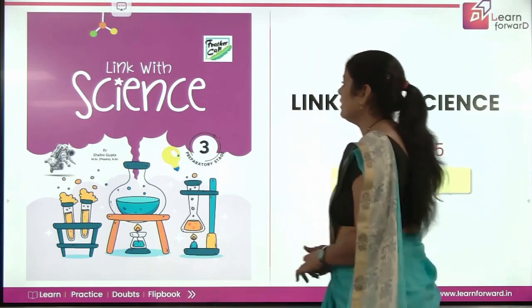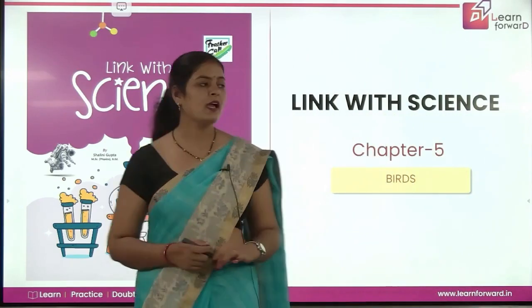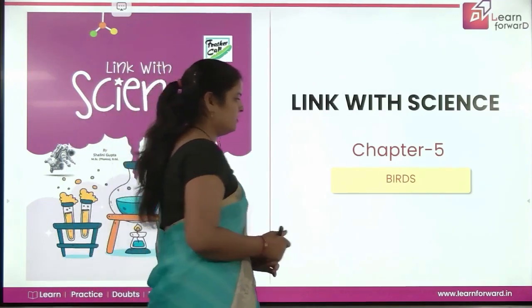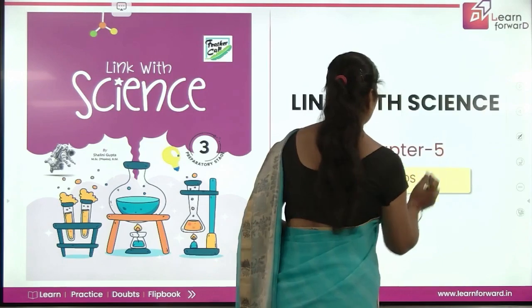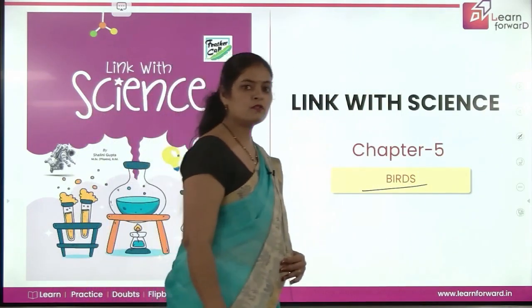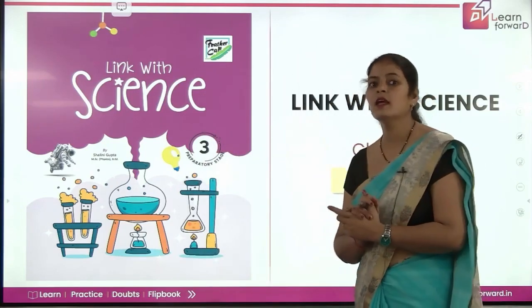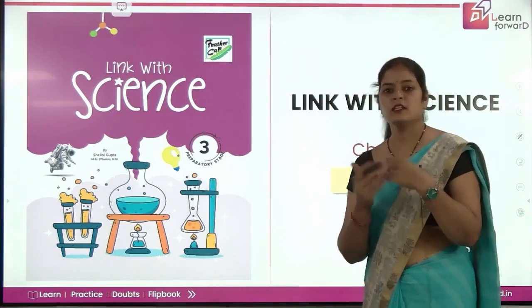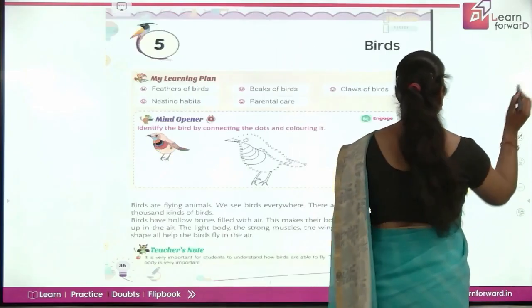And we are doing science with our science book Link with Science by Feathercap, and this is chapter number 5. What does the title say? It is birds. Okay, interesting. Why? Because we generally see a lot and a variety of birds out there in the sky, sitting on the trees and sitting on the land. So here we are going to study different kinds of birds.